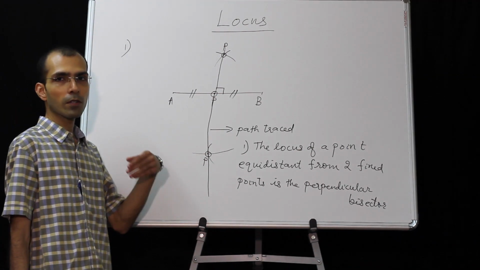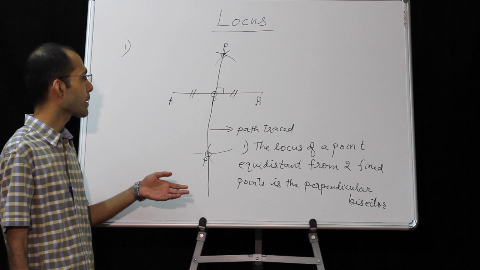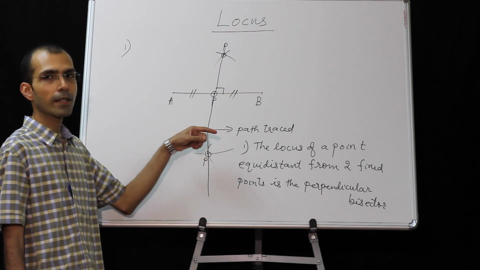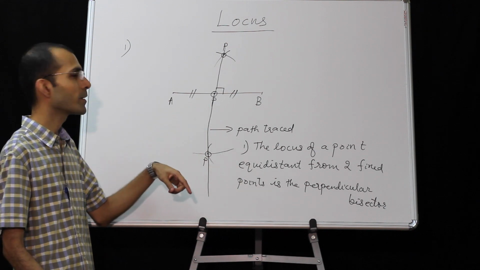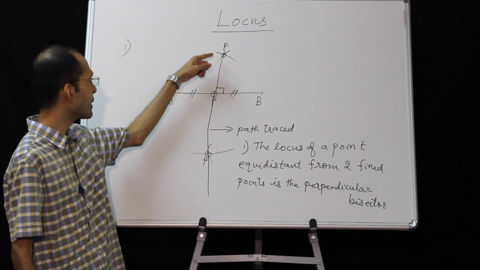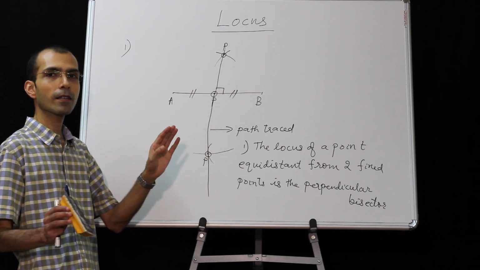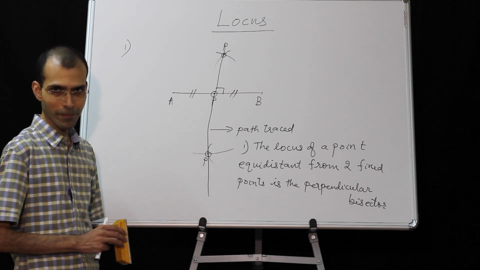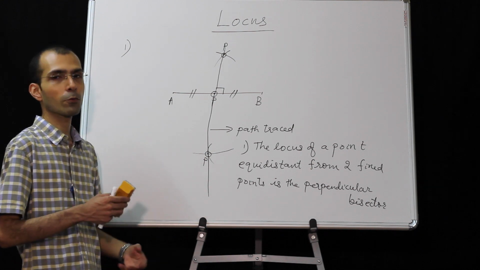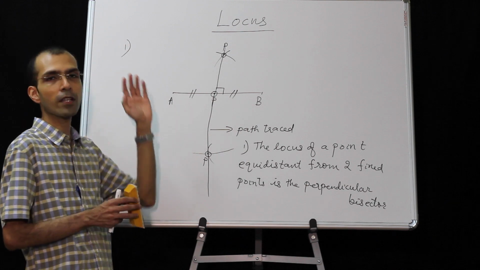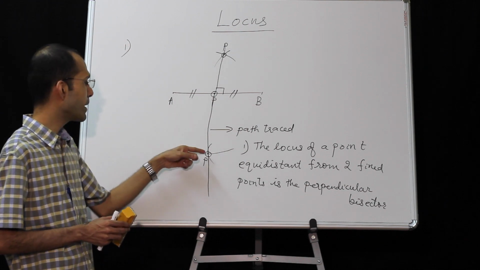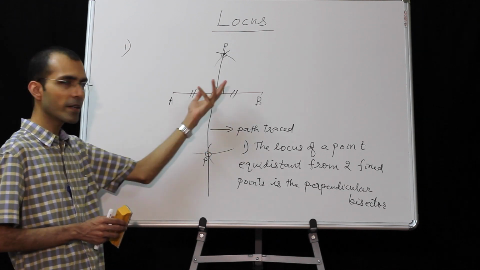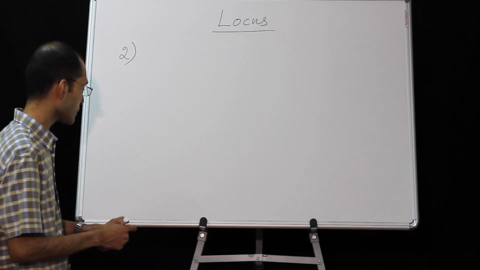Before we go on to concept 2, it is nice to note that the converse is also true. Any point on the perpendicular bisector will always be equidistant from two fixed points. Okay, so the reverse is also true. So if somebody tells you this is the perpendicular bisector, I am taking any point on it, will it be equidistant? Yes. Concept 2.